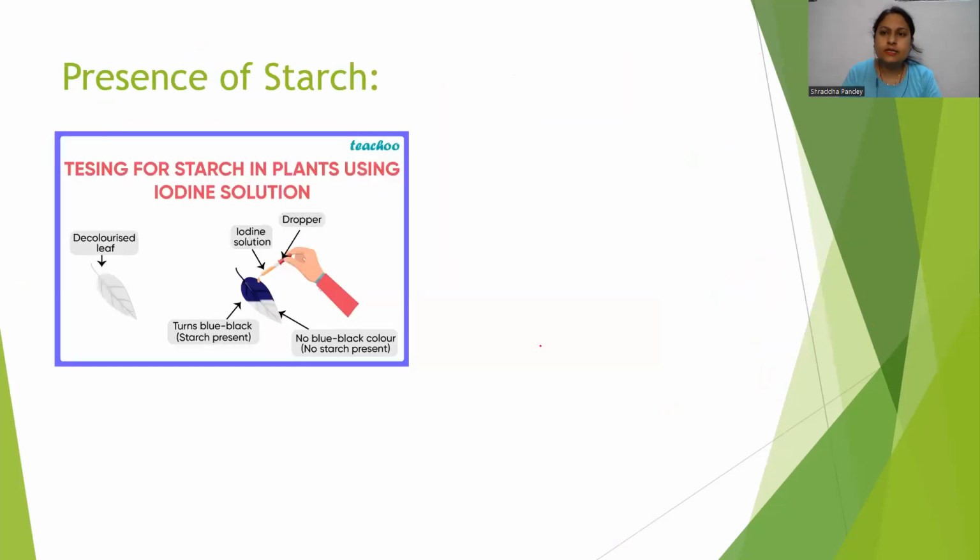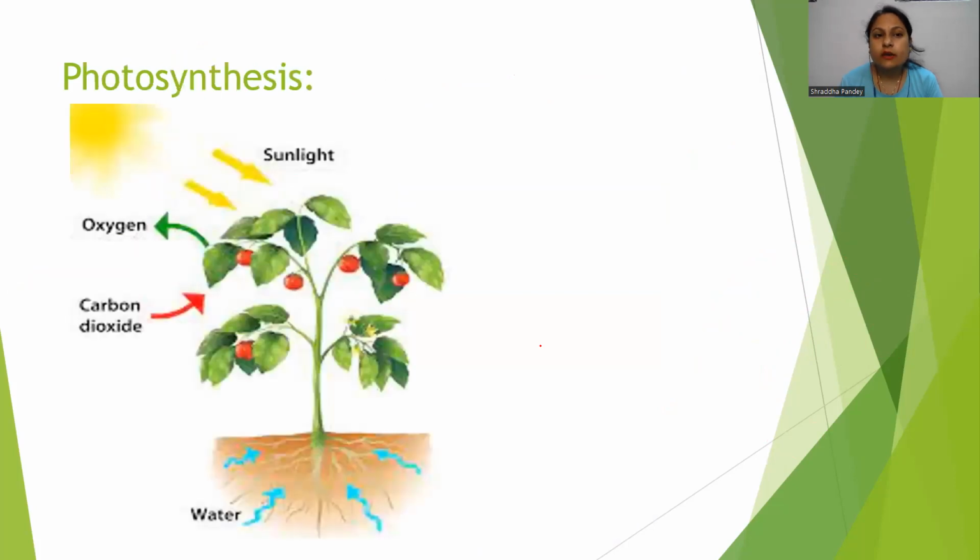Now, what does the leaf consist of? We will learn this afterwards. Before that, the leaf consists of starch, and that we will check later. But how did the starch come in the leaf? It is by photosynthesis.